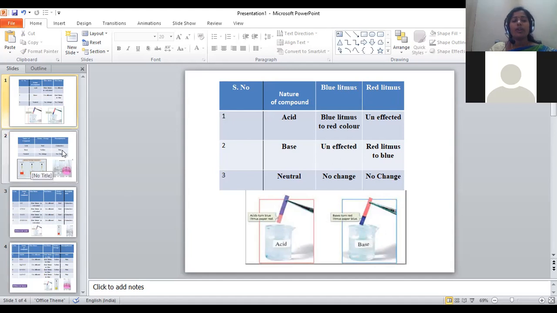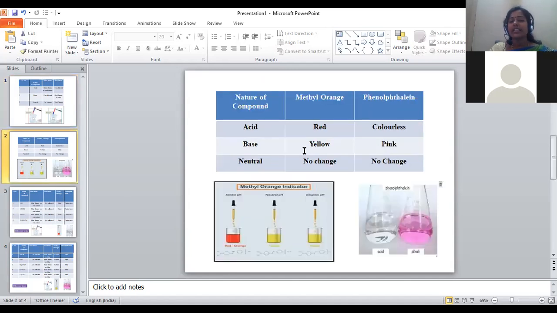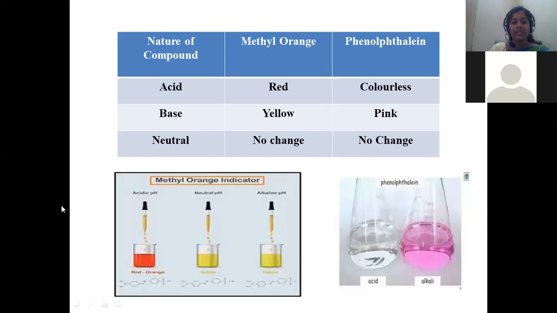Now, let us go with synthetic indicators. One is methyl orange, second is phenolphthalein. When 2 drops of methyl orange are added to acidic solution, the solution turns red. Here you can clearly observe. So when acid solution is added with 2 drops of methyl orange indicator, it will turn red.